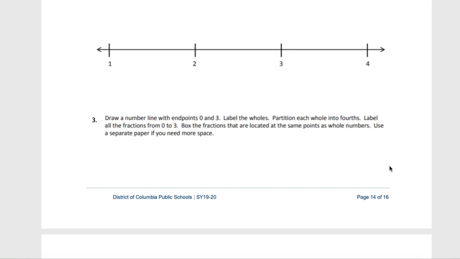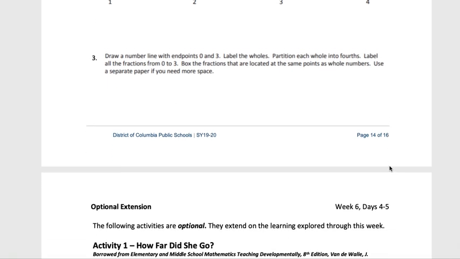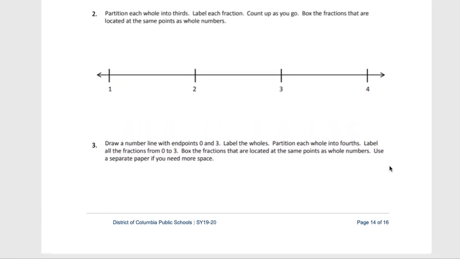Partition each whole into fourths. Label all the fractions from 0 to 3. Box the fractions that are located at the same points as whole numbers, and then use a separate paper if you need more space. All right, you guys can do this.